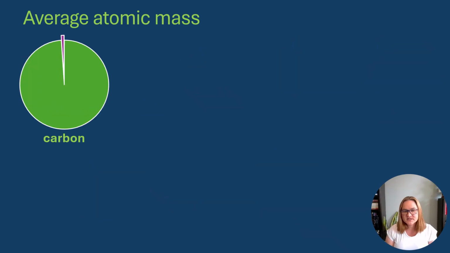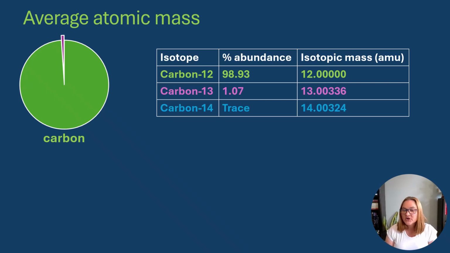We'll start our conversation with our old friend carbon. The different colored areas on this pie chart here each represent both an isotope and that isotope's percent abundance. As a reminder, carbon has three naturally occurring isotopes, the masses and percent abundances of which are given in the table here. For clarity, let's elaborate on the percent abundance values for a moment.